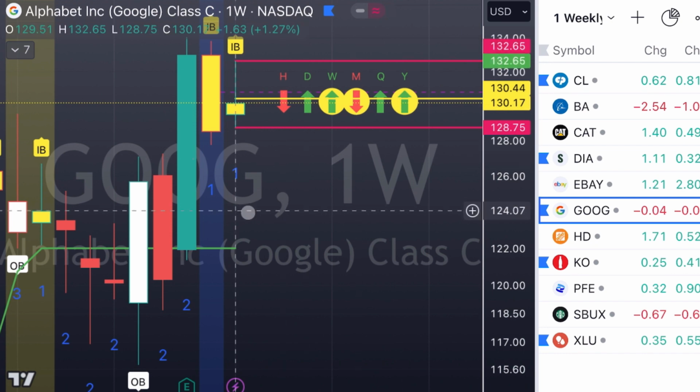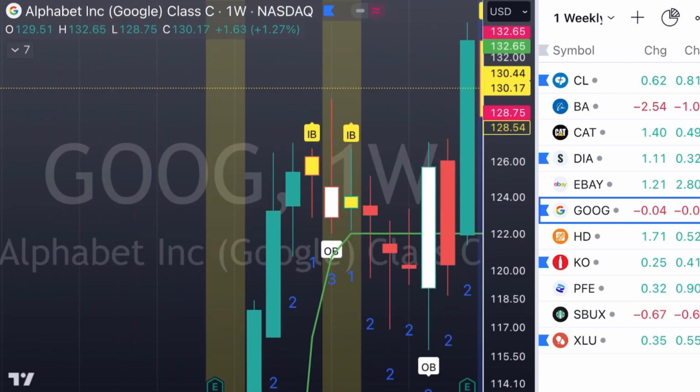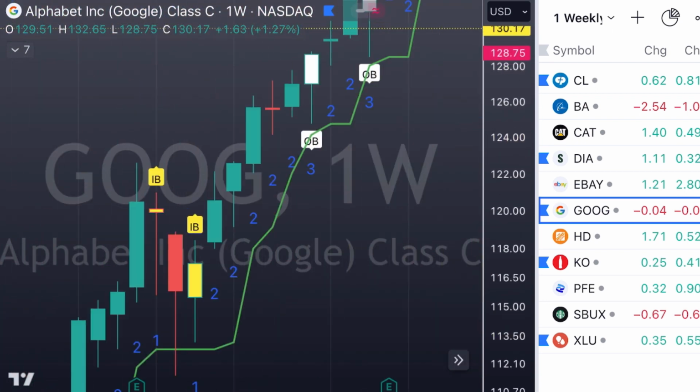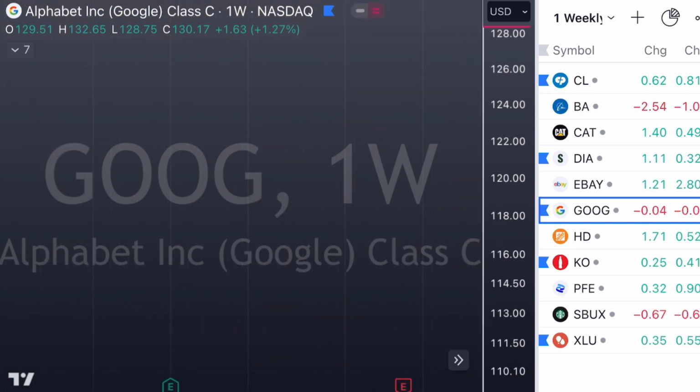But the double inside bar off of Google, and if we go back on the Google machine to see, the last time we had a double inside bar on Google, we'll look for that blue highlight, part of my indicator.